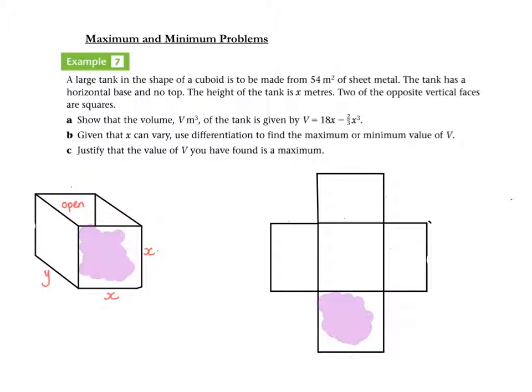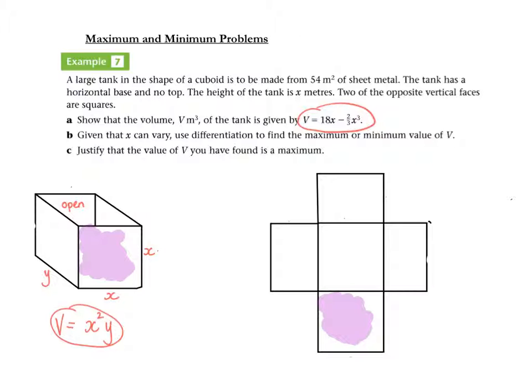So if we have a look at the surface area, we can form an equation from that, and then you should know the volume of a cuboid as well. So the volume of this cuboid is length times breadth times height, which is x squared y. And what we've got to do is make this into that equation there. Now if you look in part A, we don't have any y's in there. So that tells me that this y we're going to get from the surface area, hopefully.